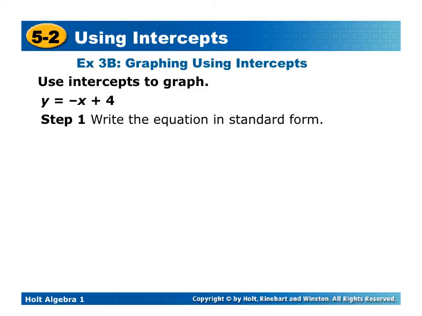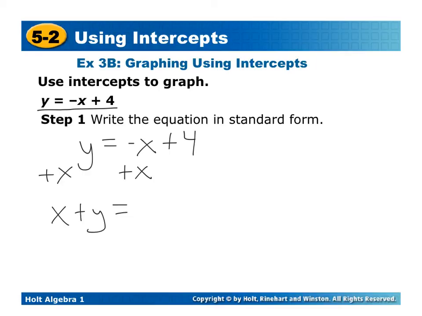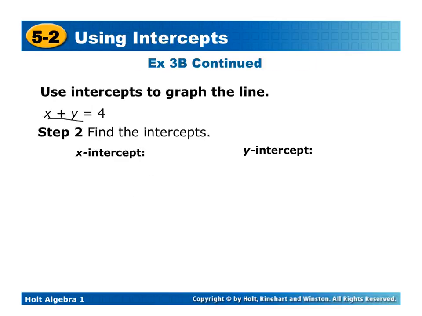Now, we're not always going to get an equation in standard form, so if we get an equation that's not in standard form, the first thing we want to do is change it into standard form. So in this case, we want to get x and y on the same side. So if y is equal to the opposite of x plus 4, then go ahead and add x to both sides, and then I end up with x plus y is equal to 4. Now that I know that x plus y equals 4, I can find my x and y intercepts.